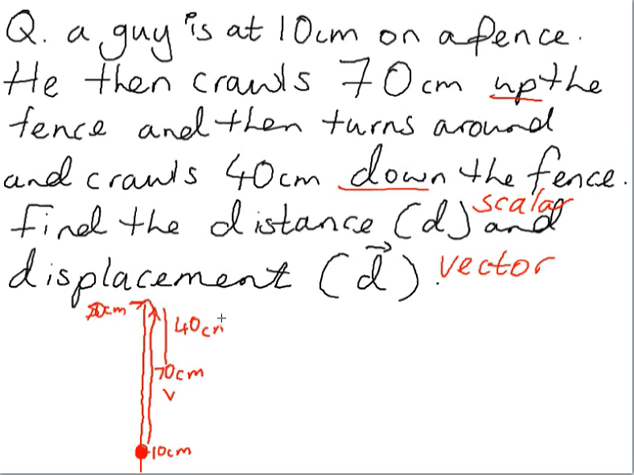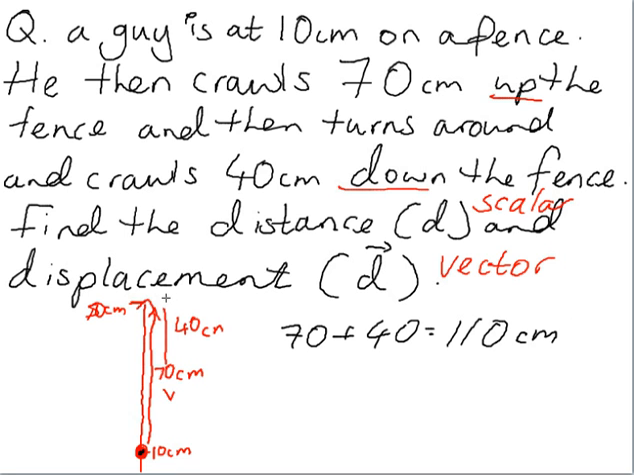So when you want to find the distance, it is how much crawling did he do? The total amount of crawling. He crawled 70 centimeters up, and then he crawled 40 centimeters down. So he crawled a total of 110 centimeters. That is his total crawling. That is the distance.